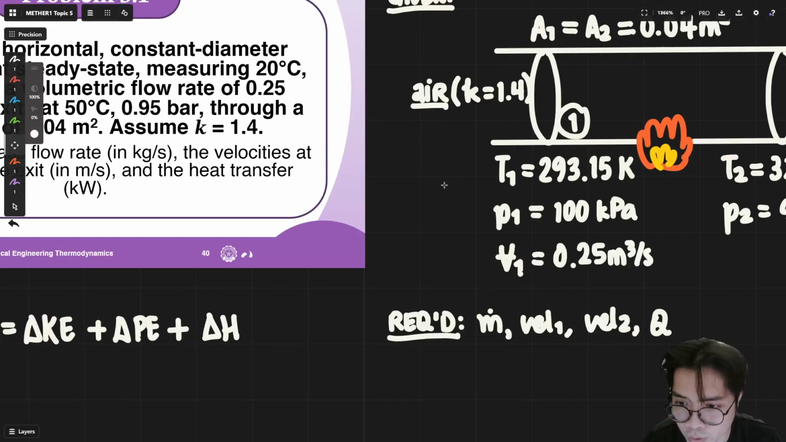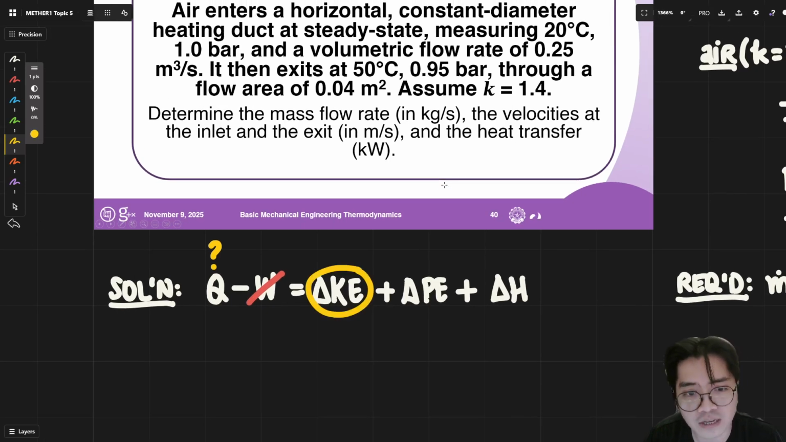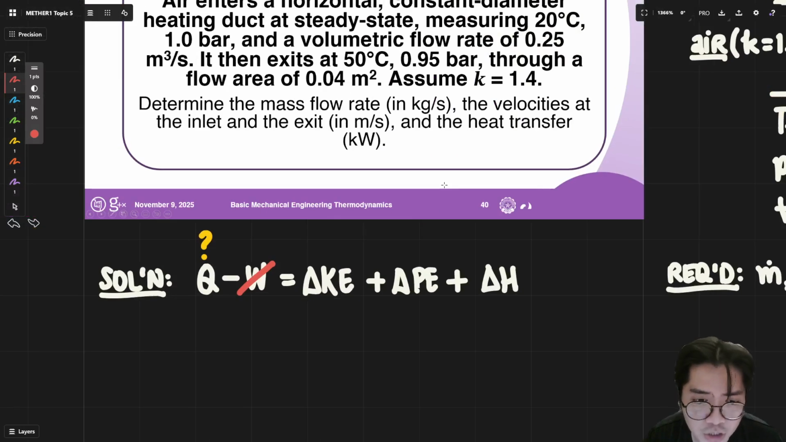We do not know the velocities of this thing. So, that means we don't know if we should actually cancel our KE or let it stay. Because, for all we care, maybe the vel1 and the vel2 are the same. Maybe, at the very end, there is no change in kinetic energy. But for now, we can't tell yet.